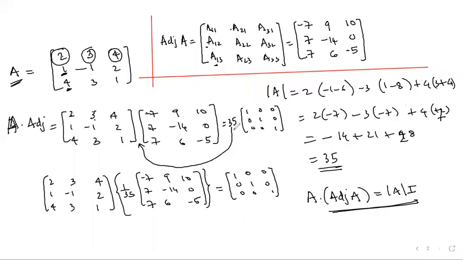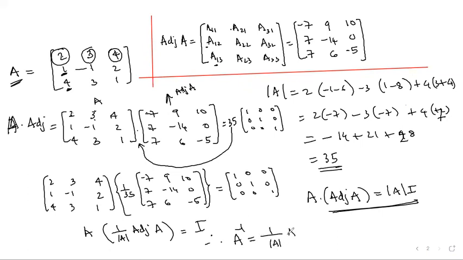Yeah, when you bring this 35 to this side, this matrix becomes 1 by 35 into adjoint. This is nothing but adjoint of A. This is A. And when you multiply A with 1 upon determinant of A into adjoint of A, I get the answer as I. Therefore, A inverse is equal to 1 upon determinant of A into adjoint of A.